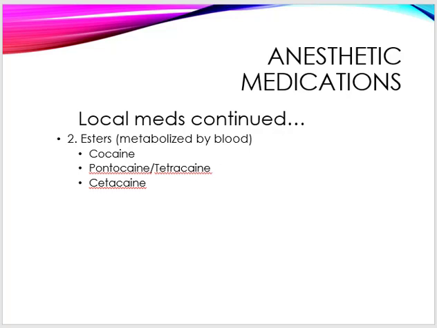So that was the amides, metabolized by the liver enzymes. Now let's look at the esters, which are metabolized by the blood. These are to be used topically only. Topically, okay? Esters are topical medications. We'll start with cocaine, which comes in a 4% or a 10% solution. It's administered on pledgets, cotton-tipped applicators, or sprayed on, never ever injected.